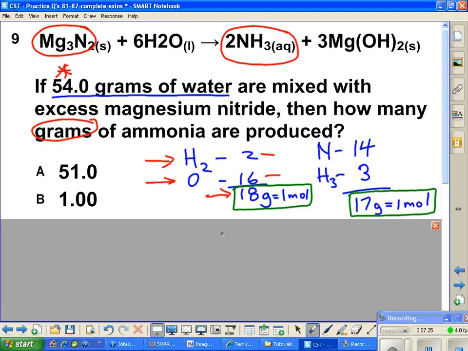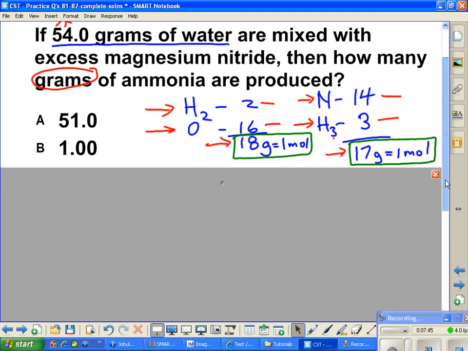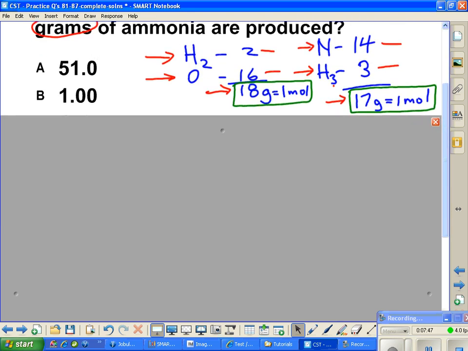Okay, nitrogen off the periodic chart is 14, and hydrogen is 1 times 3, so that's going to come out to 3, and we add them up and we get 17 grams. Now we're ready to go ahead and look at a complete diagram of what we're asked to do in this problem.